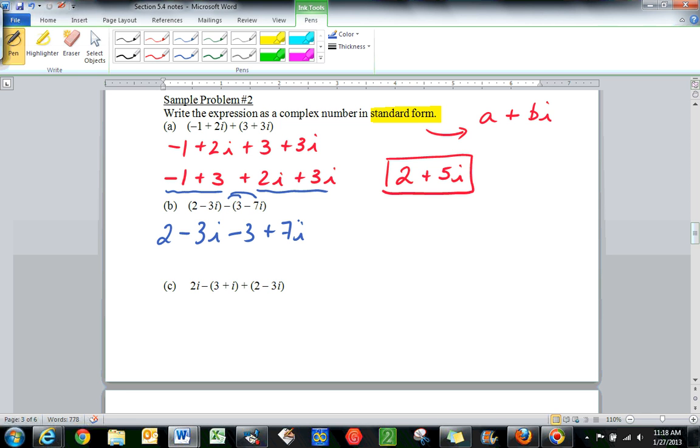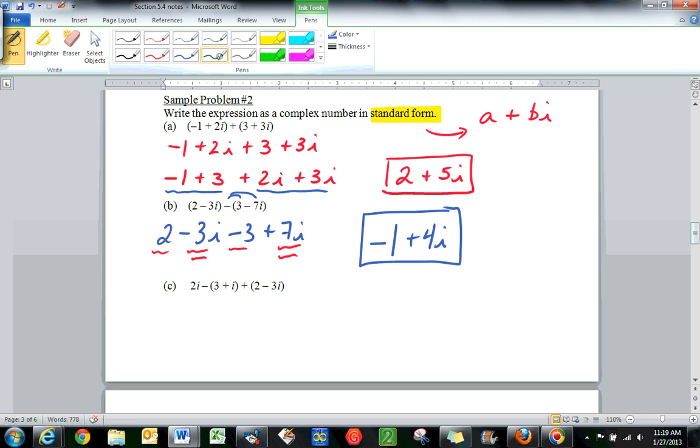If you can do this in your head, you're more than welcome to. You can combine the like terms. So in this case, I have 2 and negative 3, which is going to result in a negative 1. Then I have negative 3i and a positive 7i, which is going to result in a positive 4i. And this is going to give me my complex number in standard form again.